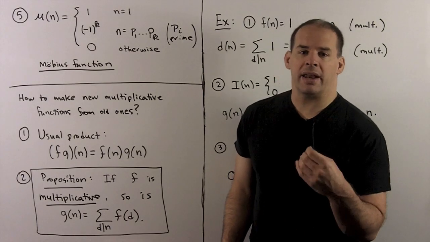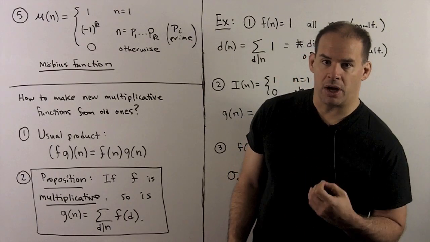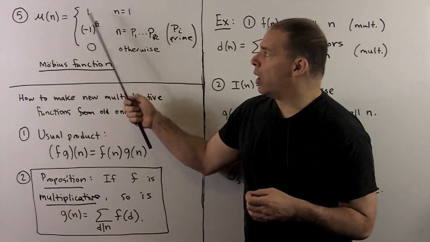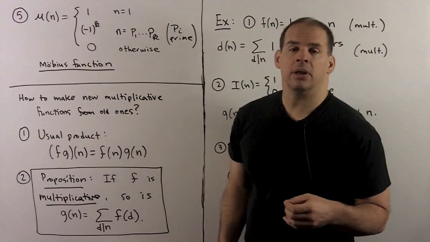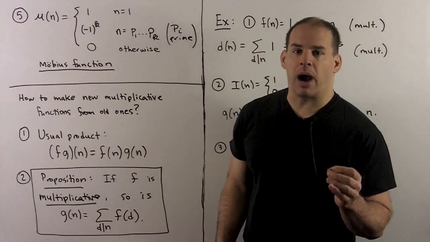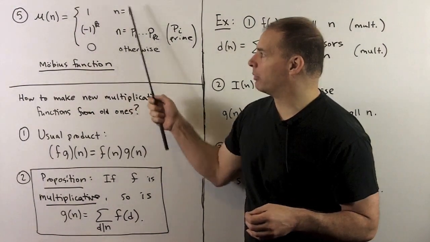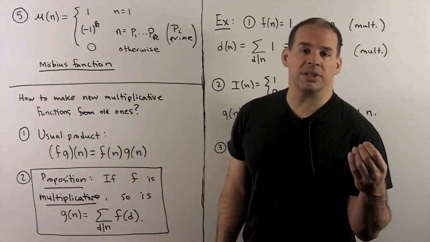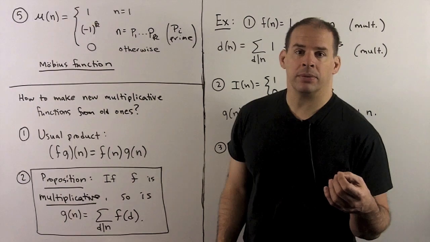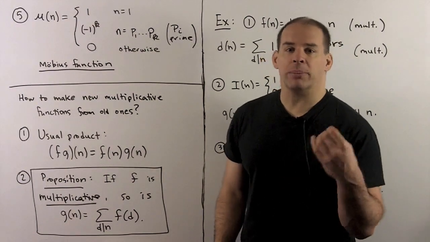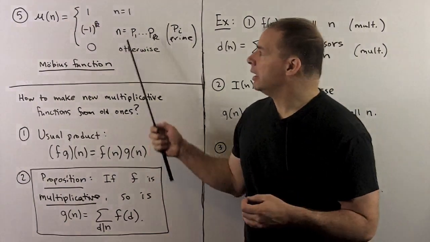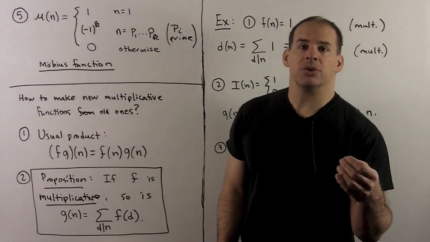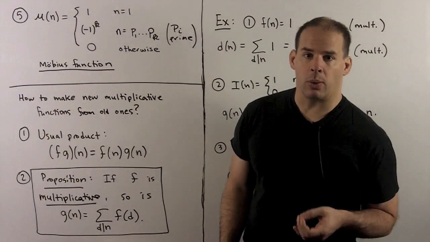Finally, we can't have Mobius inversion without the Mobius function. This is denoted by mu. Mu of n is equal to 1 when n is equal to 1. If n is a product of distinct primes, we take minus 1 to that number of primes, and 0 otherwise. It's straightforward to say that this is multiplicative. If we think in terms of values on powers of primes, here we get minus 1 when the exponent is equal to 1, so we just have a prime, and 0 otherwise.